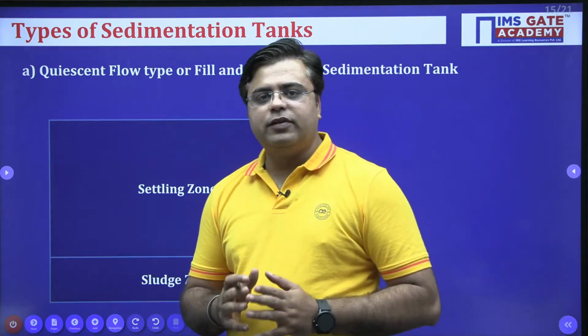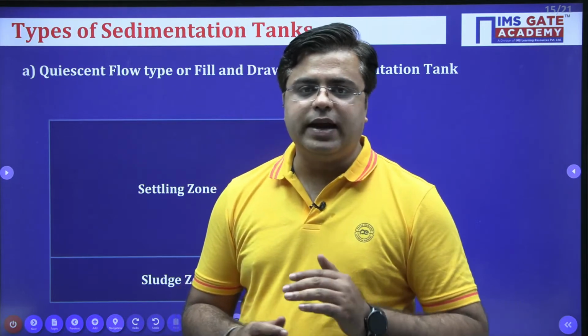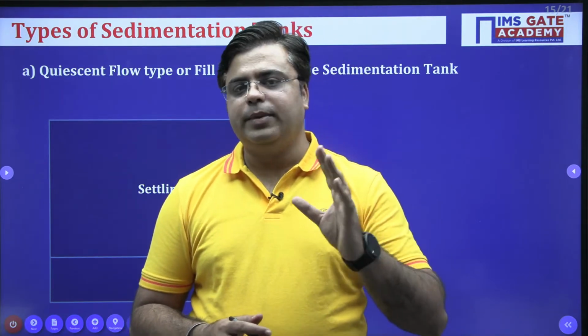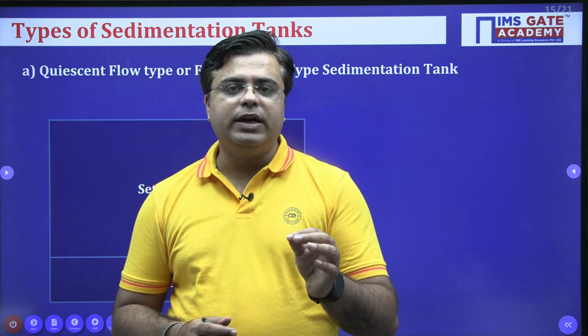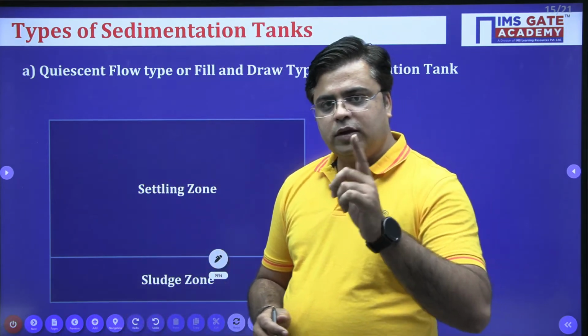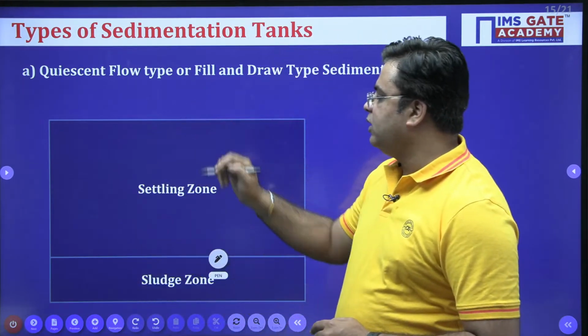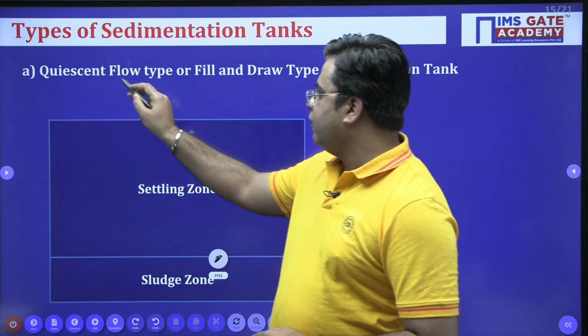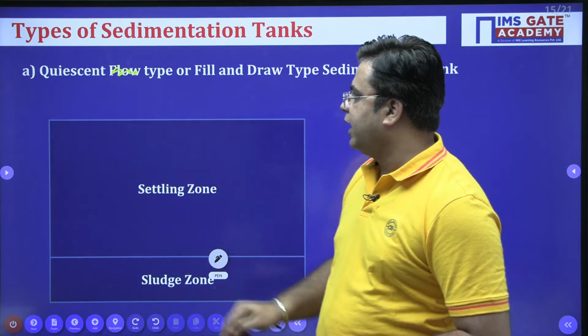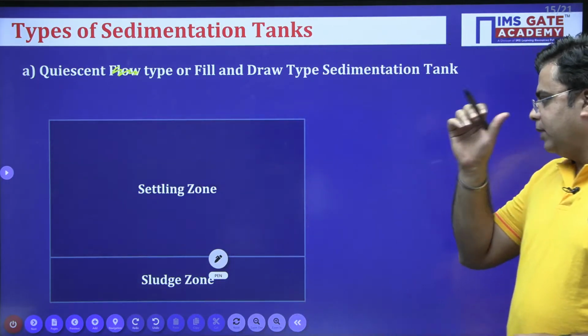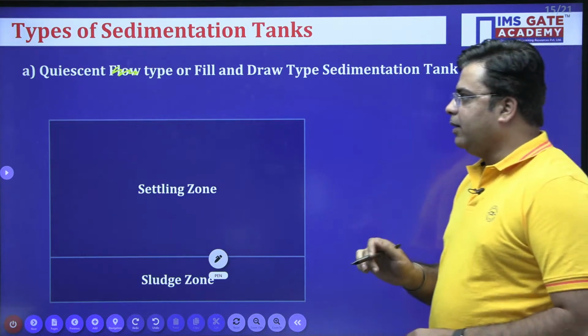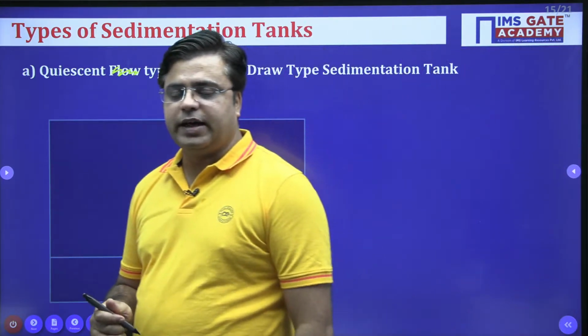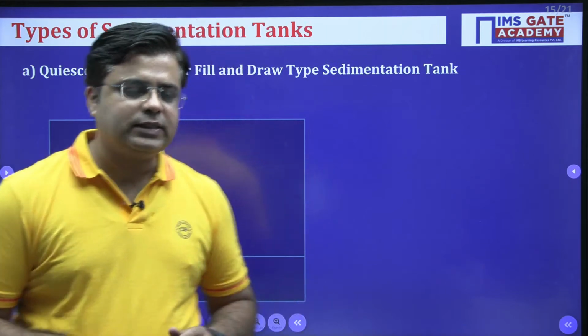The tanks in which settling of solids is carried out are termed as sedimentation tanks. These sedimentation tanks are of two types. The first one is known as quiescent type sedimentation tank, or fill and draw type sedimentation tank. Now, this is a very simple tank.